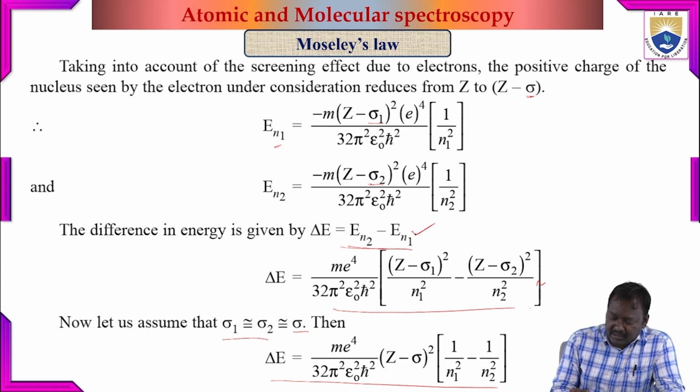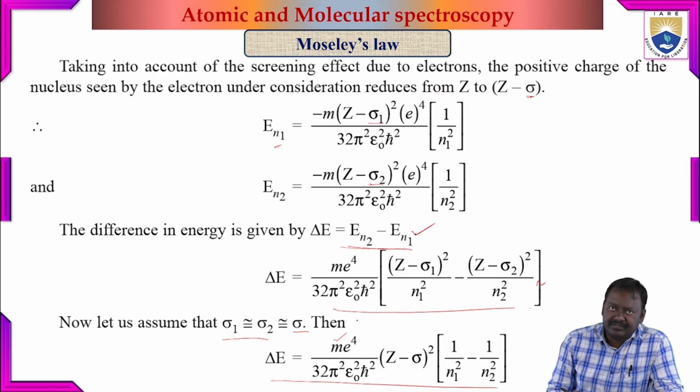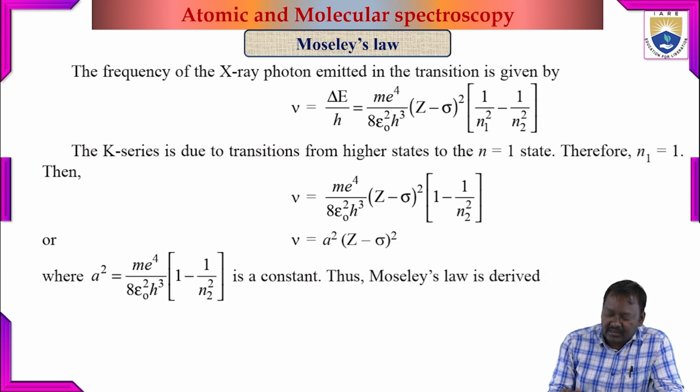And again, here m is the mass of the electron, e is the charge of the electron, epsilon naught, h cut, all these are constants, and sigma is also constant. Z can change, so we can take these values as constant. If you want the frequency also, we can change it to frequency terms. So delta E by h, energy values can be converted to frequency terms here.